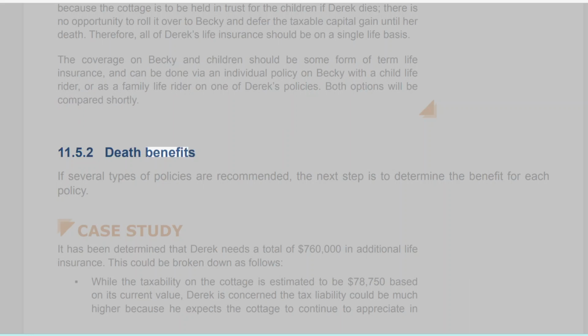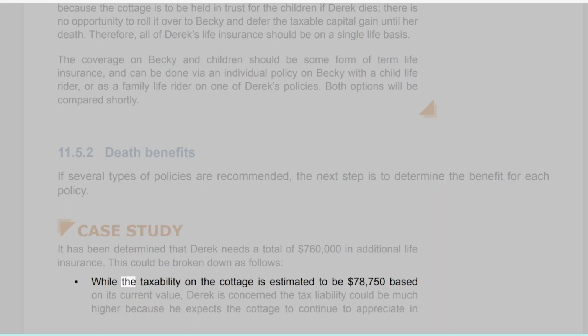1.5.2 Death benefits. If several types of policies are recommended, the next step is to determine the benefit for each policy. Case study: it has been determined that Derek needs a total of $760,000 in additional life insurance. This could be broken down as follows.